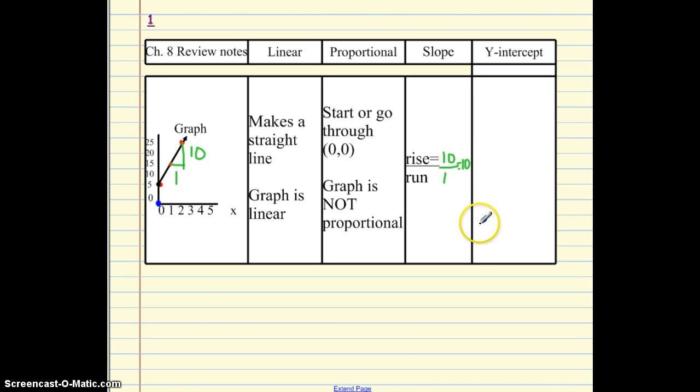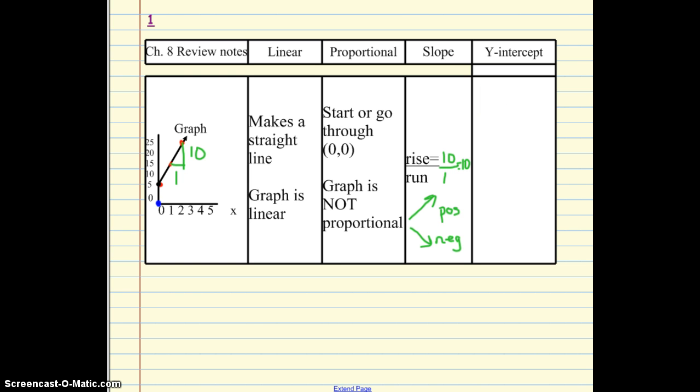Excellent. So if our slope is 10, now we need to think, is it positive or negative? Well, it's positive if we have a graph that is going from left to right going up. It is negative if we have a graph going left to right going down. Okay, so this one is positive because it's going up left to right just like we read a book, and if it looks like this, it's negative. In this particular graph that we have, it is going up left to right, so we're going to have a positive 10.